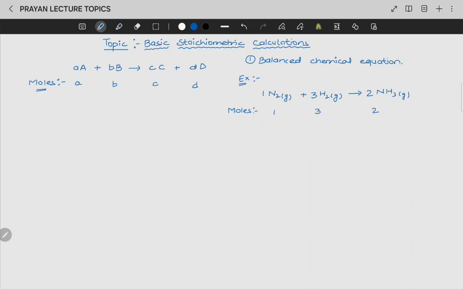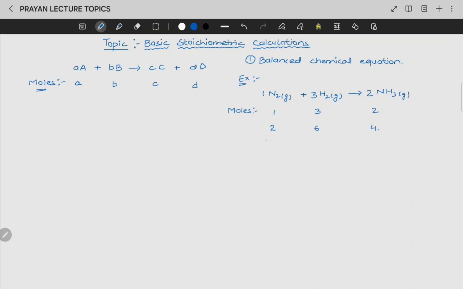Now let's say I am having 2 moles of N2. So as 1 reacts with 3, 2 will react with 6 moles of H2. And how much will it produce? We can see 1 mole of N2 produces 2 moles of NH3. So 2 moles of N2 will produce 4 moles of NH3.